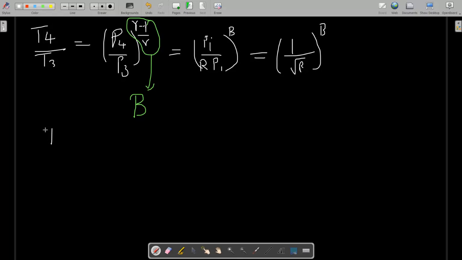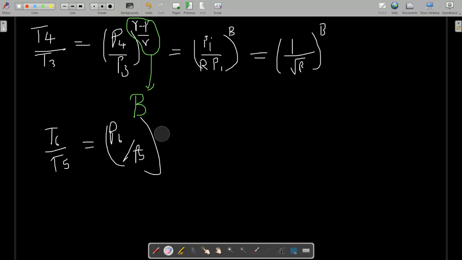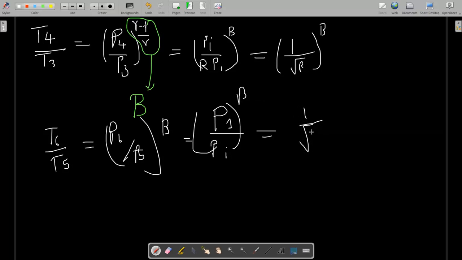And similarly T6 by T5, because in the previous equation we have the T6 by T5 ratio, that is P6 by P5 power gamma minus 1 upon gamma. Again I'm writing B, because B we have taken as gamma minus 1 upon gamma. P6 is the initial pressure, and this is the intermediate pressure, P5 power B. So when you put this, you will get 1 upon under root R power B.